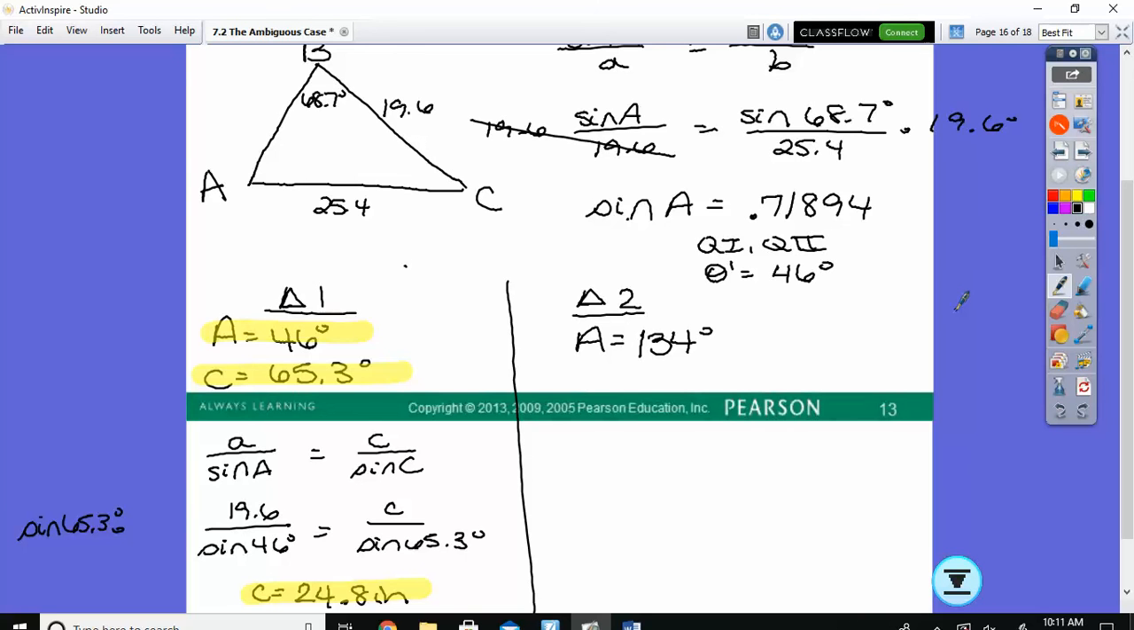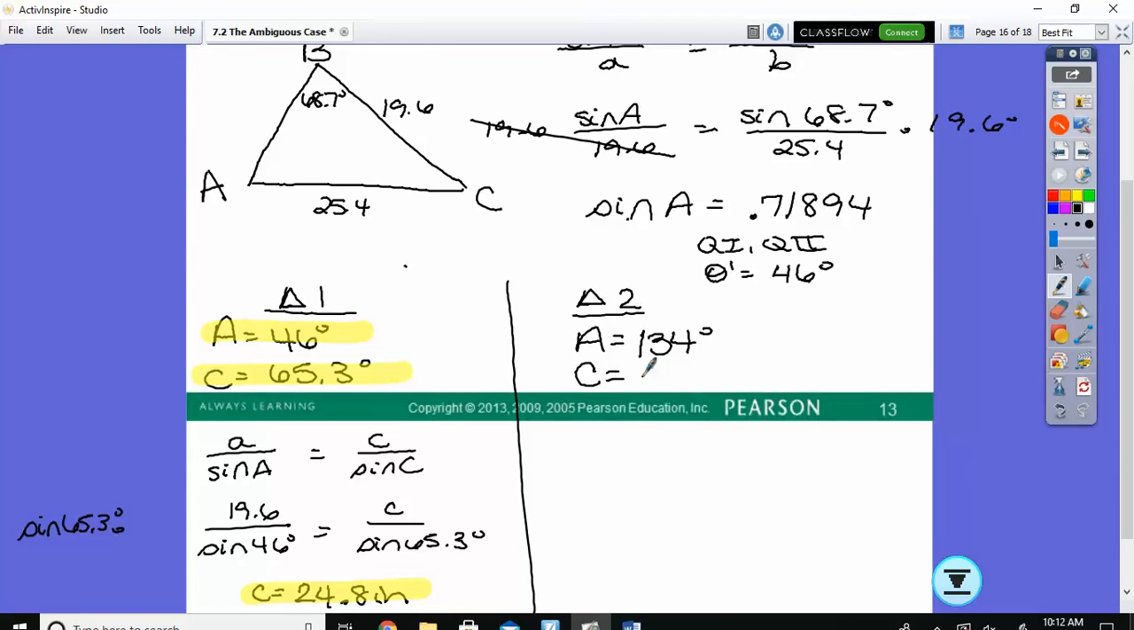Did you find the quadrant for 2? We have not. We have angle A in quadrant 2, but I haven't found anything else yet. So for quadrant 2, if I were to find my C, you have to do 180 minus the angles we have, which is the 134 and the 68.7.